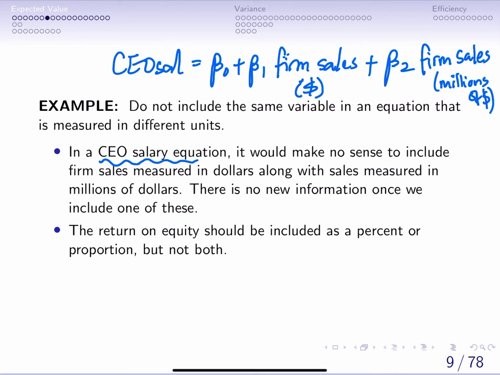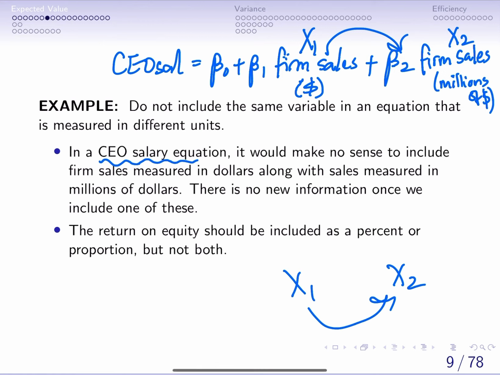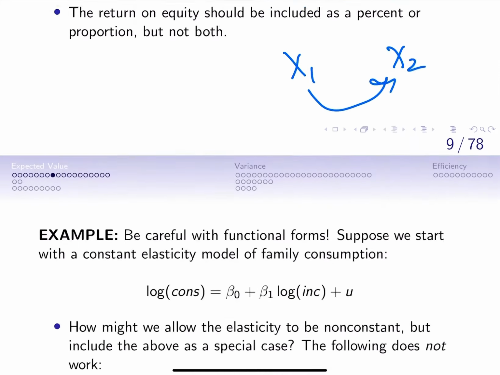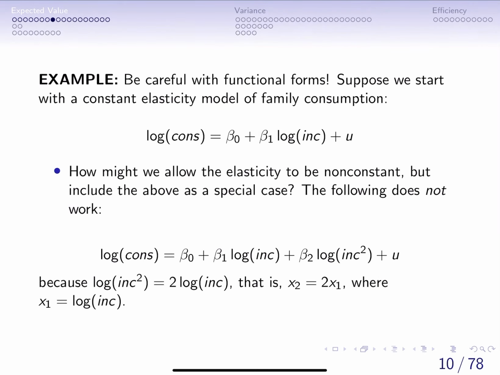So you want to avoid something like this, right? This is just saying that the variable x1 and x2 are perfectly correlated, because this is just a unit change. So you do not want to include the same variable in an equation that is just measured in different units, okay? You're not going to get any new information if you include another variable with different units. So that's something you want to keep in mind.